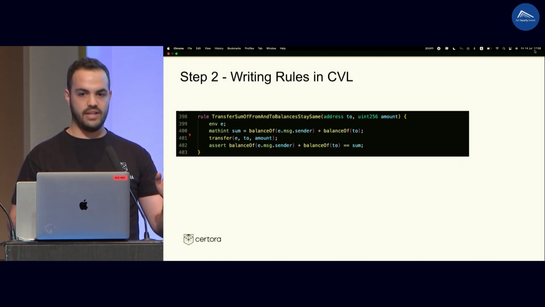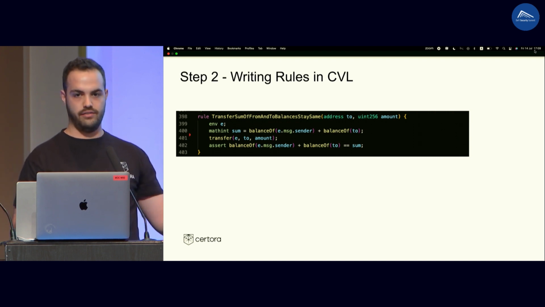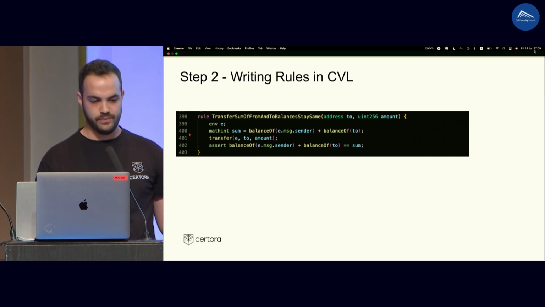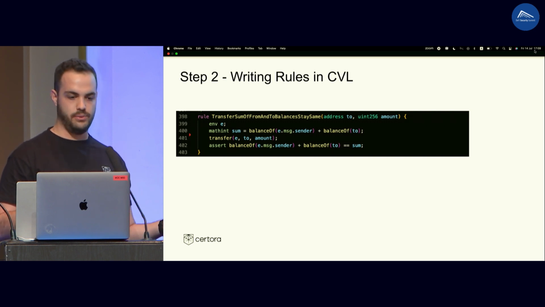So if there is some specific input that might break or we might miss, here we run on all of them, so we can't miss it. Then we save on the side the sum of the balances of the sender and the recipient, the message sender and the recipient, the two. And we call the transfer function.